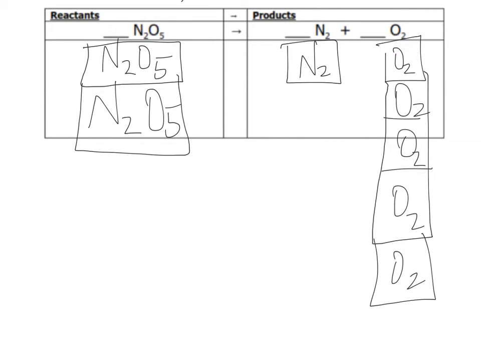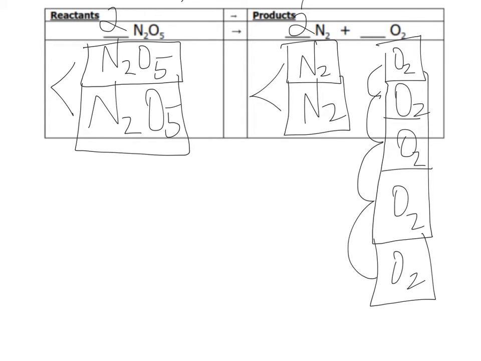N was balanced, but I have to recheck it. So on the reactant side I have 4. Product side I only have 2. I'm going to add another box of N2, and now that's up to 4. N, 4 on each side. O, 10 on each side. Count my boxes. 2, 2, and remember how this one was 1, 2, 3, 4, 5.